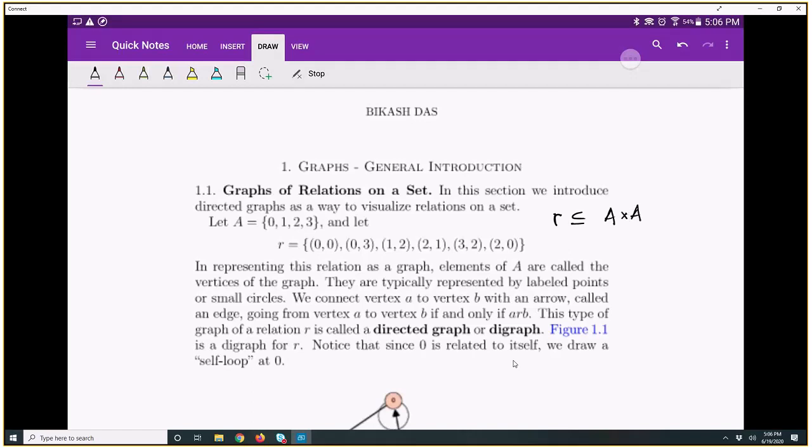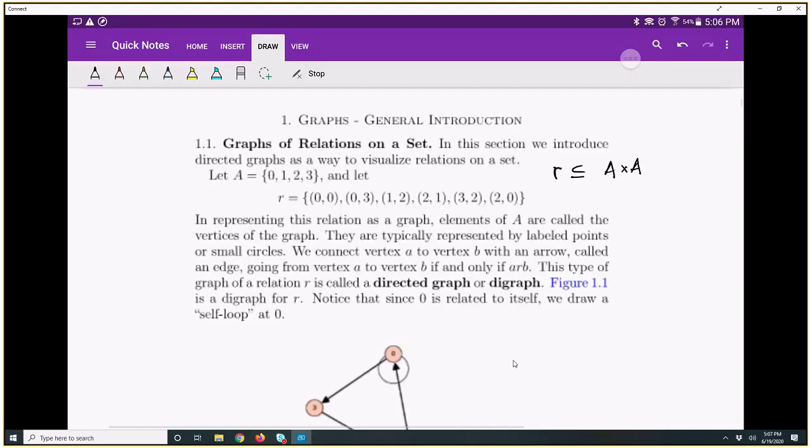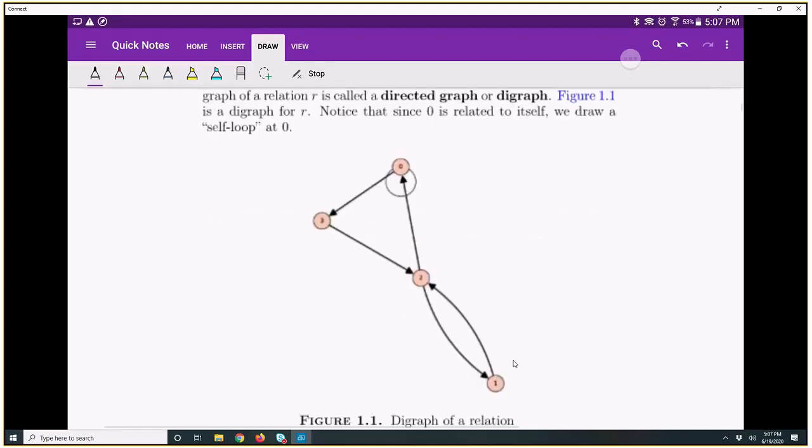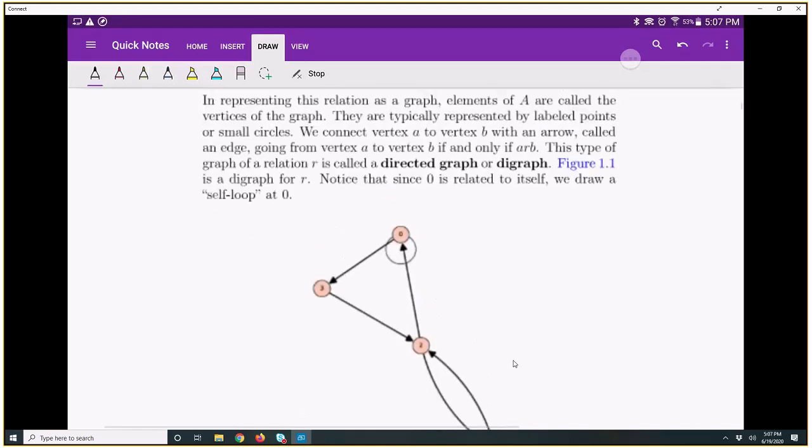So we know that the Cartesian product of A with itself is a collection of ordered pairs where the first element comes from A and the second element also comes from A. And so R is just some subset of that Cartesian product. In representing this relation as a graph, elements of A are called the vertices of the graph. So you can see the elements of A, 0, 1, 2, and 3, are here in this graph below, figure 1.1. You have 1, 2, 3, and 0 in the little pink circles.